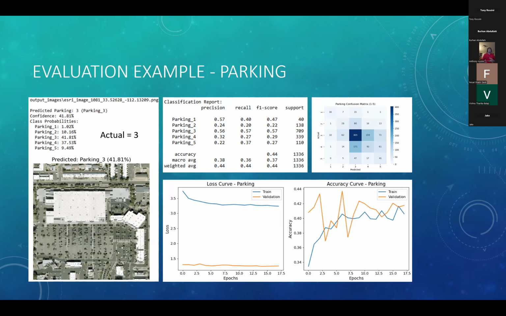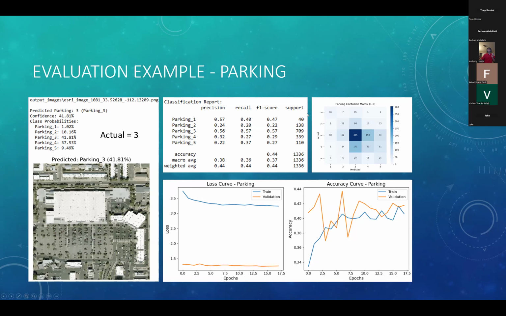So that ended up being the prediction for this store for the parking feature. And the actual value was a 3. So this actually was a match, which is funny because this is just a random picture that I did. So I'm glad it matched.